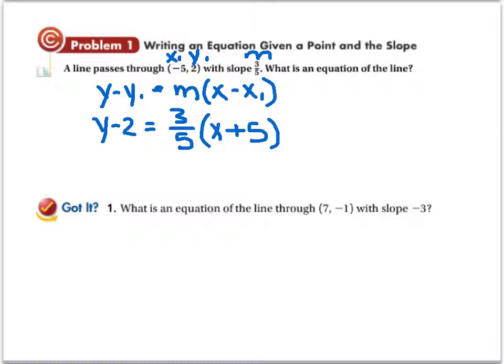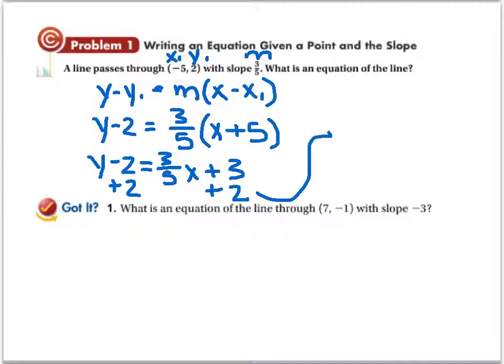Now it doesn't specify what form they want you to end in. It just says what's the equation of the line. If it's not specified, you should usually just end up putting it into slope-intercept form, because that's pretty much the easiest one there is to work with. So let's just take this one step forward, solve for y so it's in slope-intercept form. Y minus 2 equals 3/5 times x is 3 over 5x. 3/5 times 5 is just 3. And then one more step to solve for y. Add 2. So we get that y equals 3 over 5x plus 5.